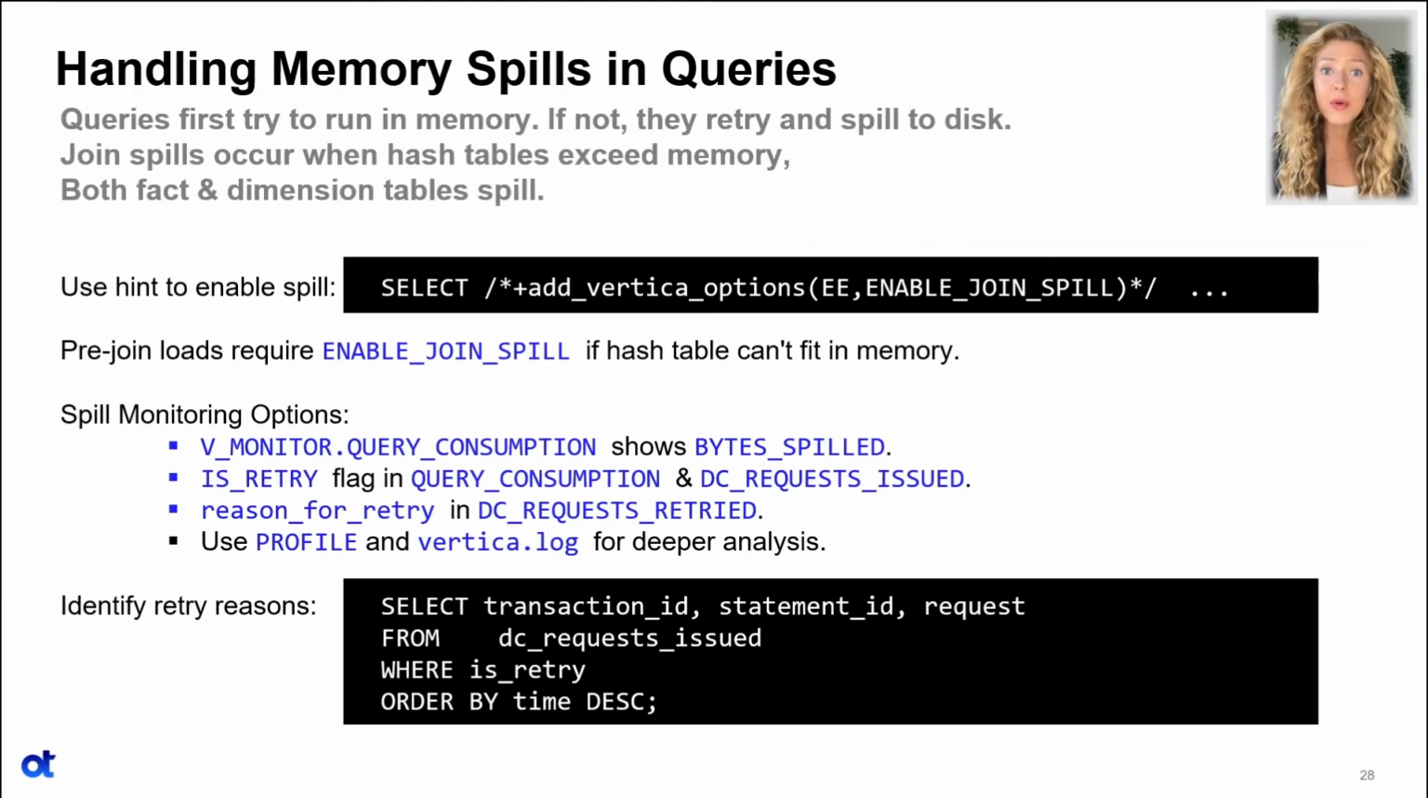In Vertica, queries try to fit in memory first. If they can't, they retry and spill to disk. Joins may spill when hash tables exceed memory, causing both fact and dimension tables to spill. Use the hint enable join spill to allow disk-based joins. For pre-join projections, this option is also required. To monitor spills, check V_MONITOR.QUERY_CONSUMPTION for bytes spilled. Retry attempts are flagged as is_retry, and reasons appear in DC_REQUESTS_RETRIED. Use query profiling or logs for more details.